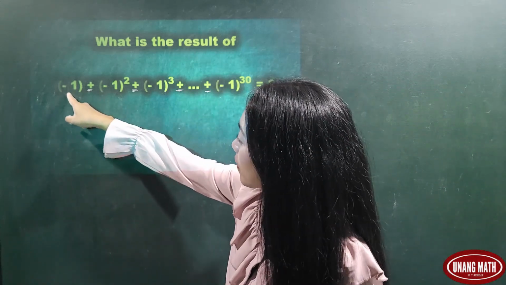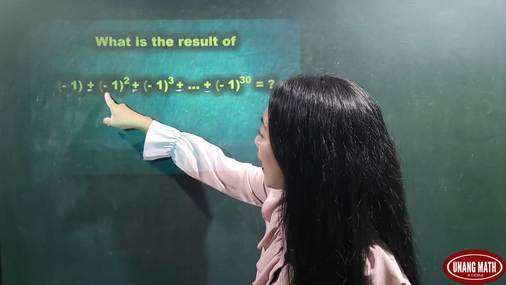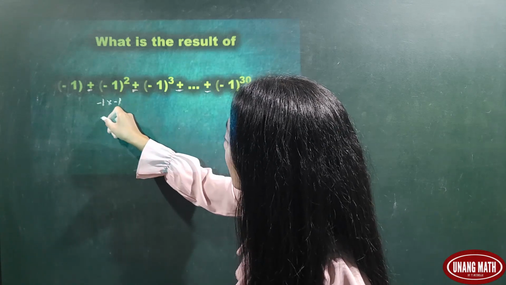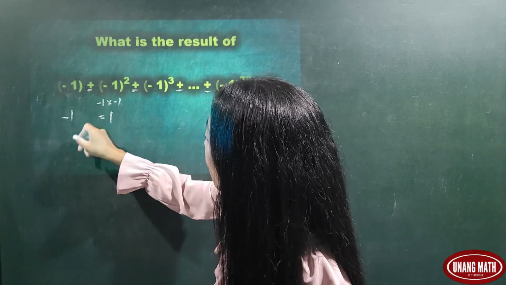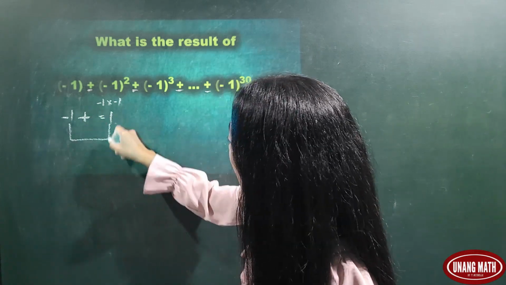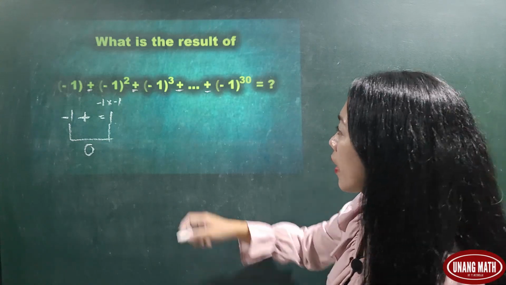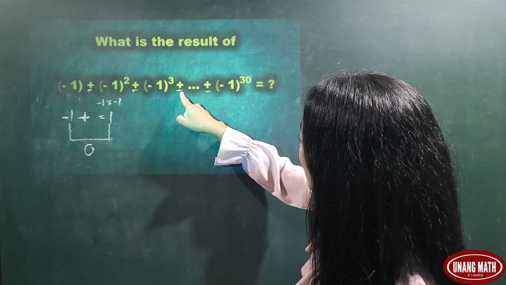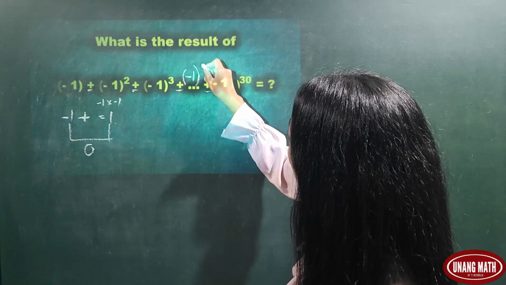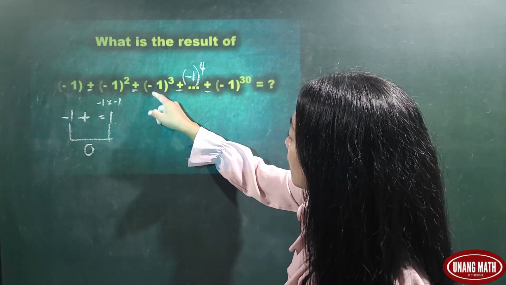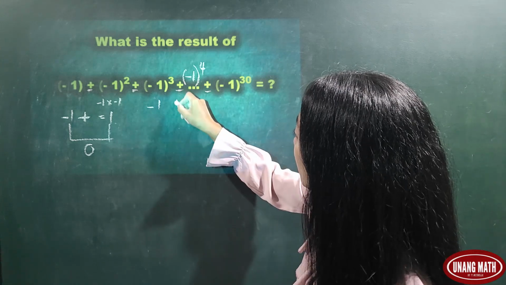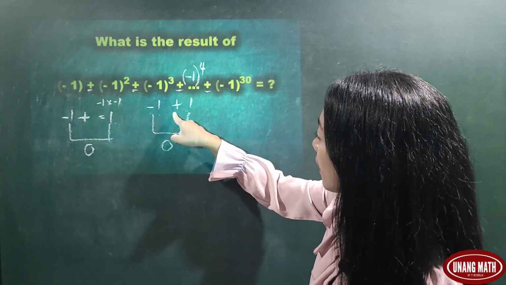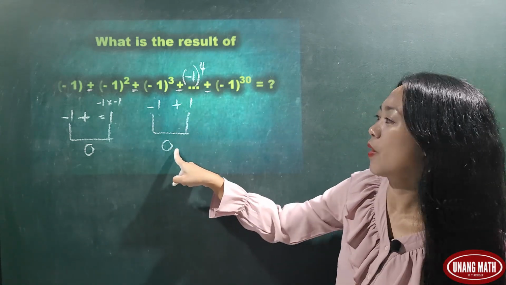Okay, if we take a look at this one, negative 1 plus negative 1 raised to the power of 2. So this is negative 1 times negative 1, and this is equal to 1. So negative 1 plus positive 1, this is equal to 0. How about here? Negative 1 inside the parentheses raised to the power of 3. So the next number here is negative 1 raised to the power of 4. So this is negative 1 plus positive 1, and if we add negative 1 plus a positive 1, this one is equal to 0.